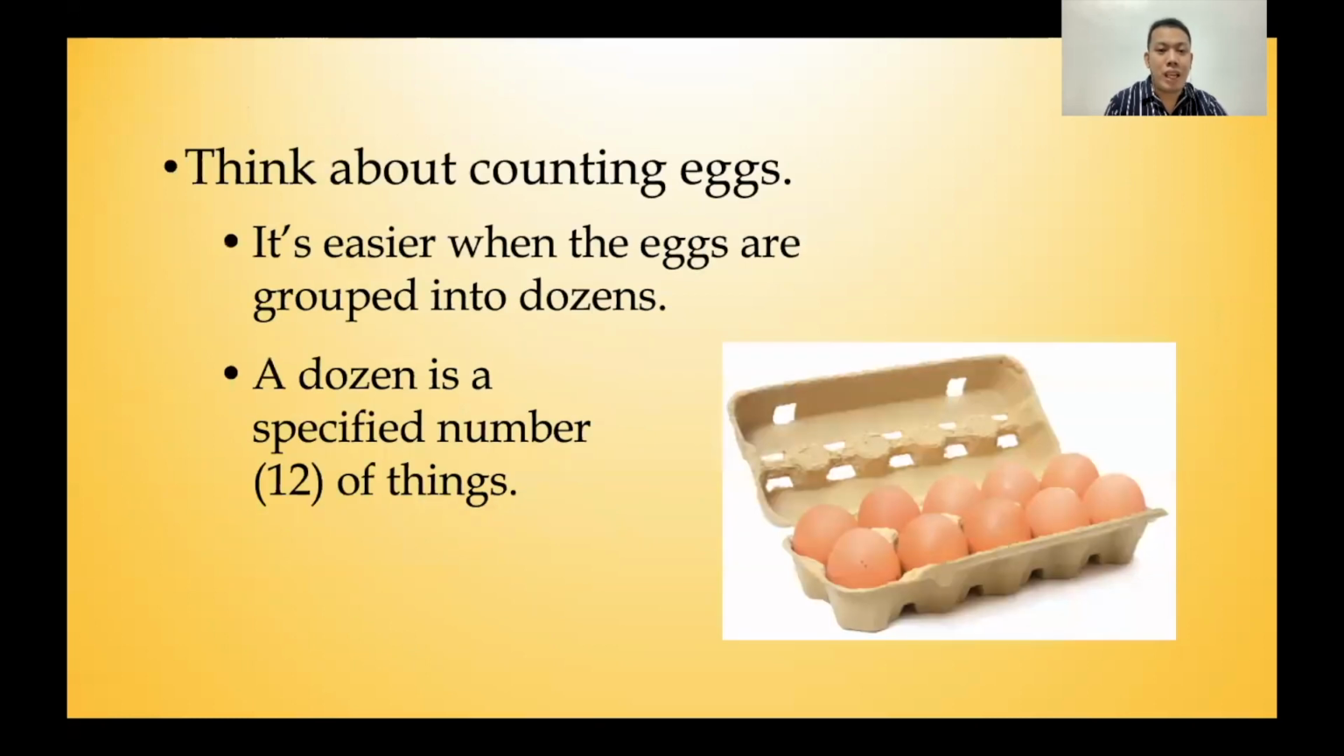So think about counting eggs. It is easier when the eggs are grouped into dozens. A dozen is a specified number, 12, of things. So for example, 1 dozen of eggs, 1 dozen of people, 1 dozen of bread, 1 dozen of this and that. Automatically that is equivalent to 12.